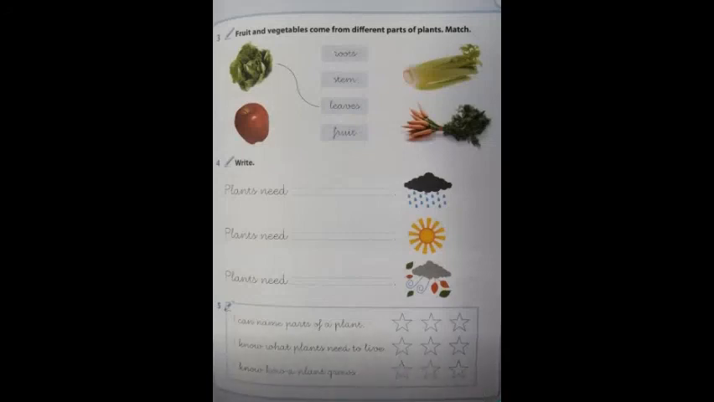The second one, I know what plants need to live. Do you, my dear? If you do, then color 3 stars. And I know how a plant grows. Do you know? Wonderful, my dear. I know you know. So you can color 3 stars. Send me a picture.